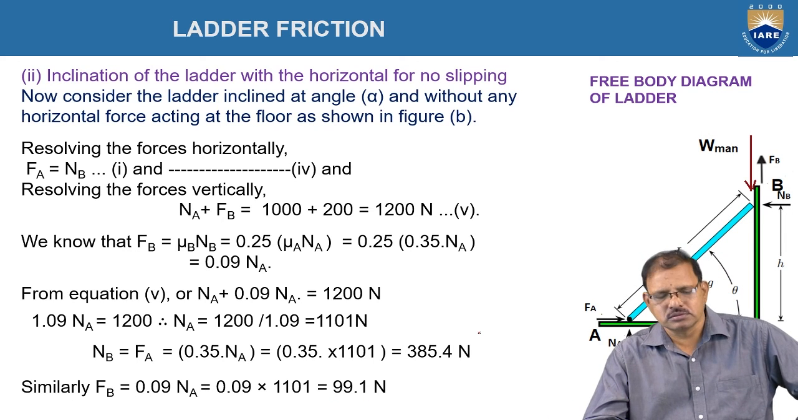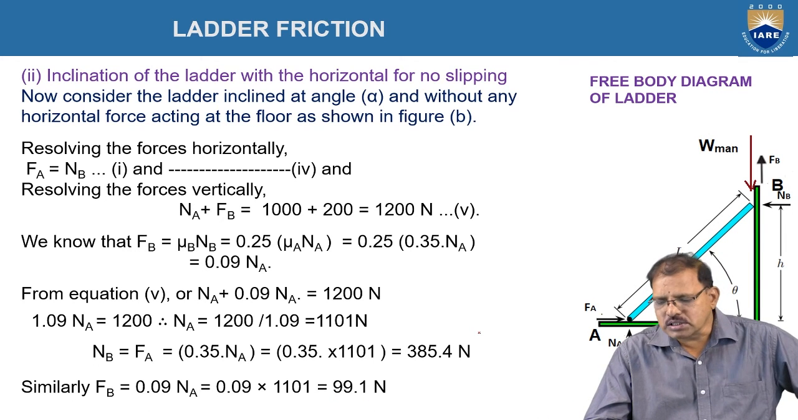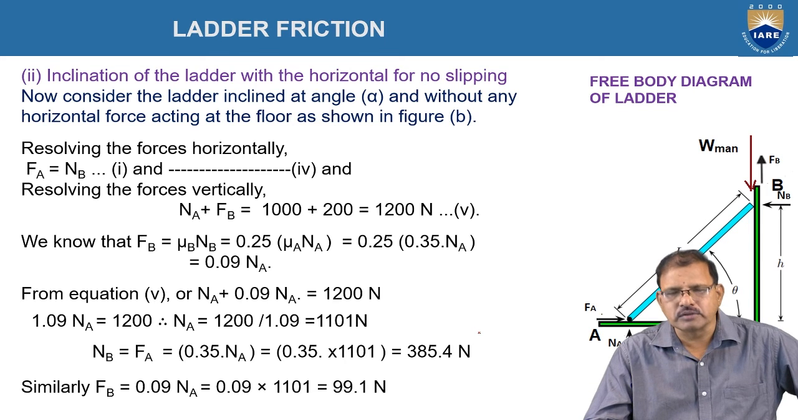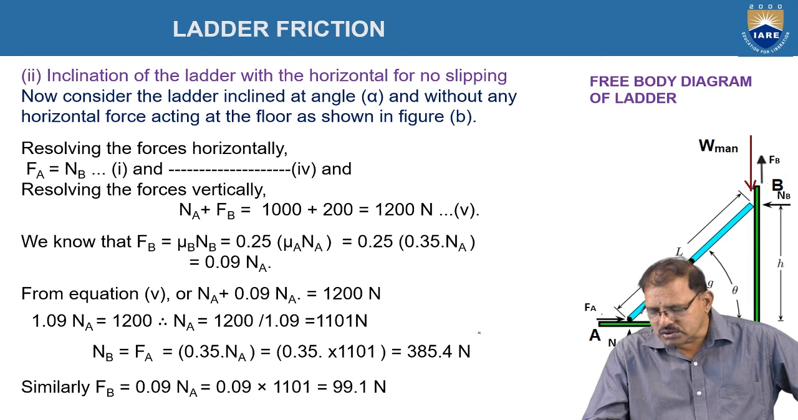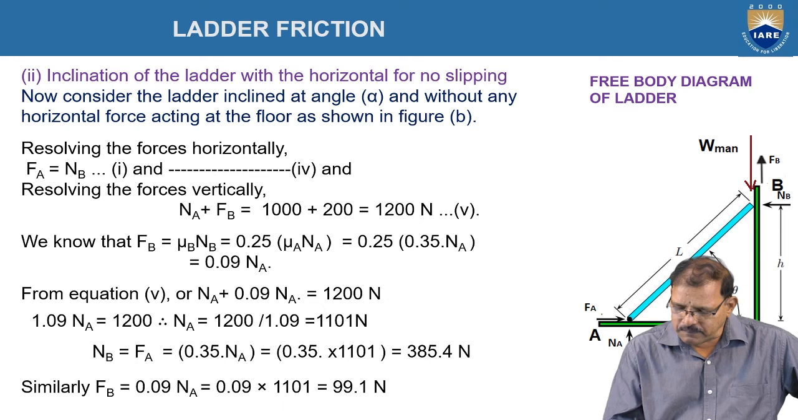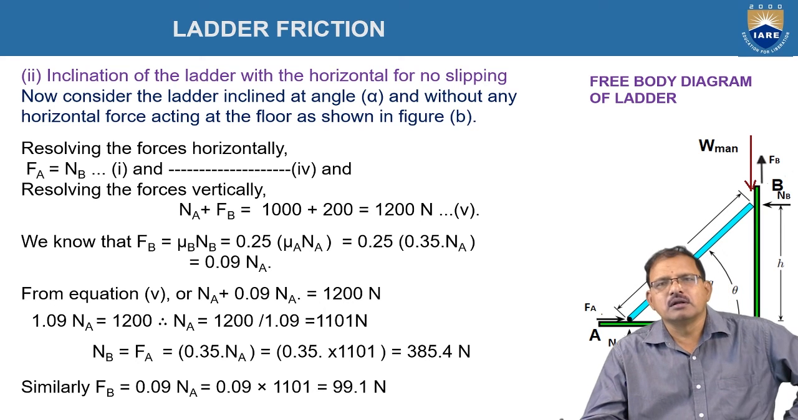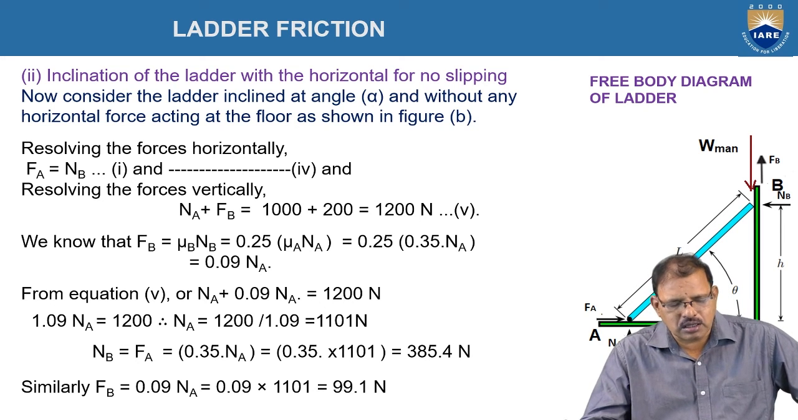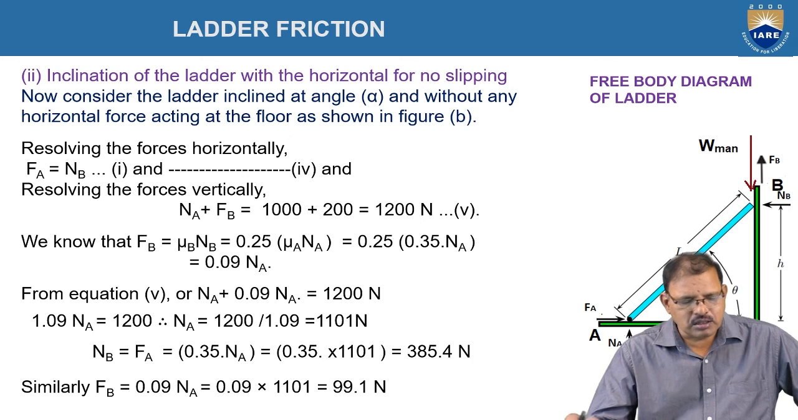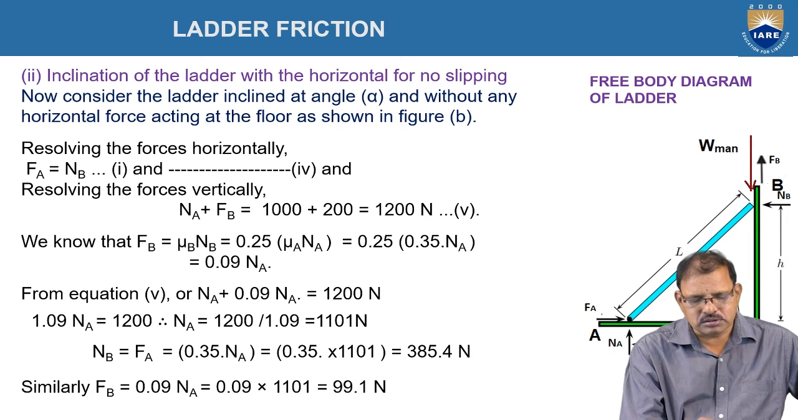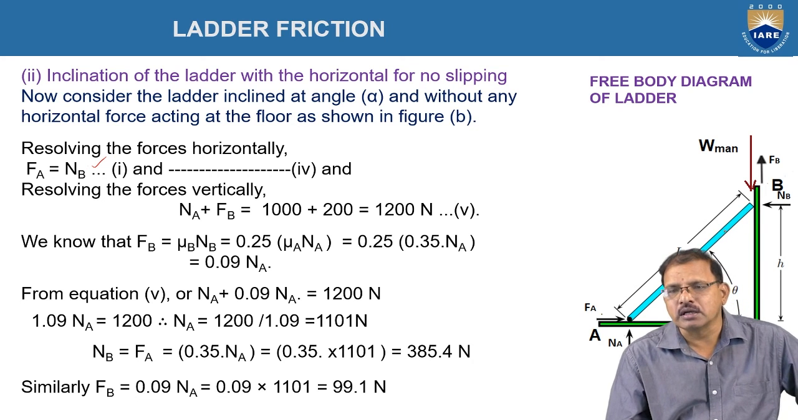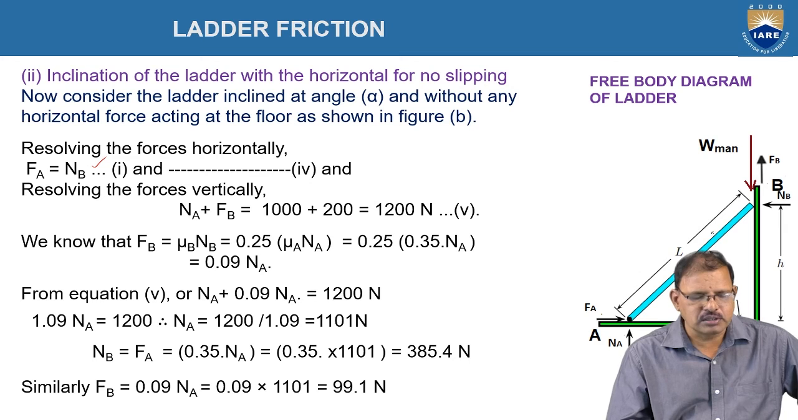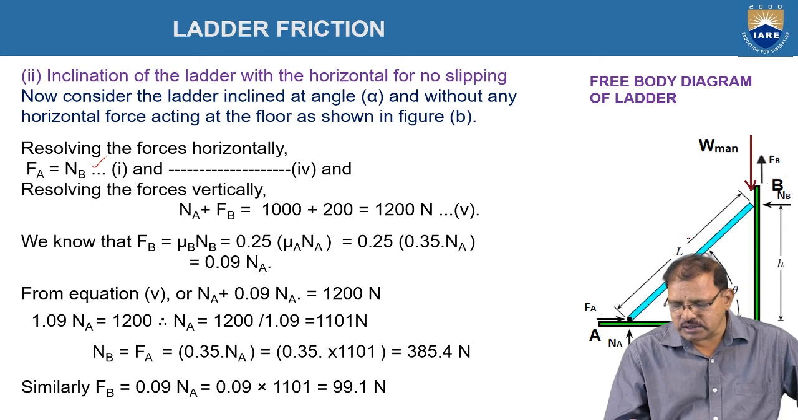Now case 2. In this case, we have to determine the inclination of the ladder to prevent the sliding, when the person is at B as shown in figure B now. Now resolve the forces again horizontally. That is FA is equal to NB, as usual, like in the previous case. The second one is resolve the forces vertically.